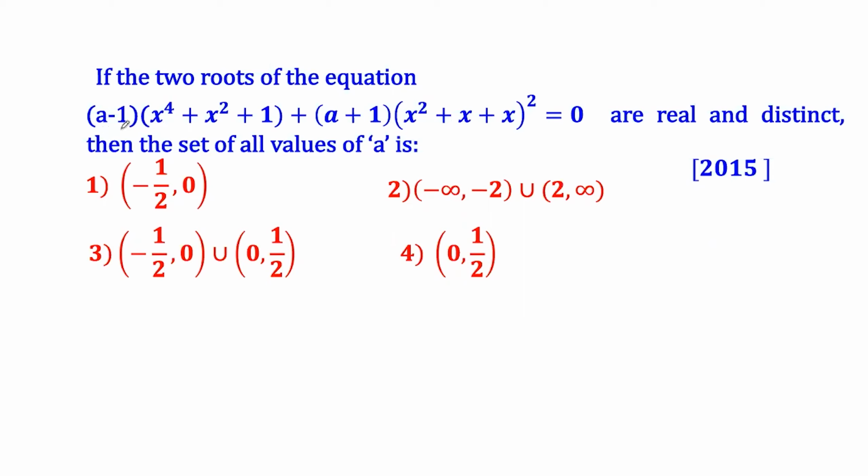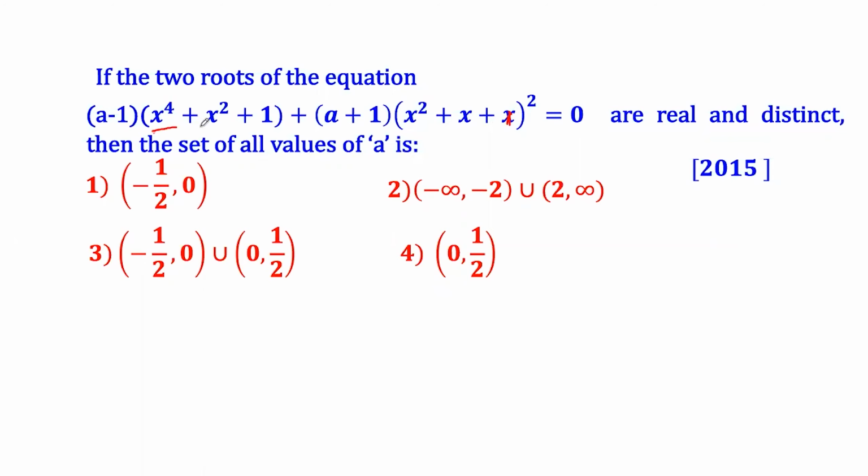A minus 1 x square and x to the power 4 is given. In this equation also you can see x square plus x plus 1, right? The whole square is given and we have to find the values of a such that the roots are real and distinct. So what is the key point of this question, right? First is the key point.